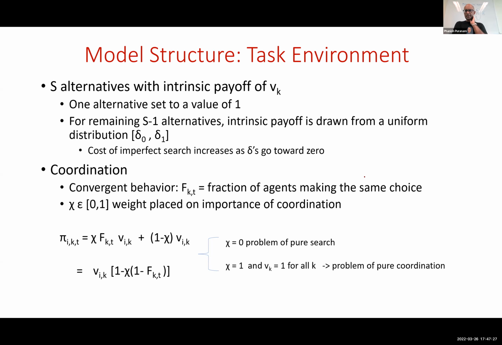Now here comes the crucial thing. Let's define a measure of convergent behavior in the system, which is the fraction of agents making the same choice as you in any period, right? And let's parameterize the effect of that convergence using chi. So chi goes from 0 to 1. And now I'm going to write my payoff equation like this. Let me rewrite it here, because we want to really understand each part of this to figure out exactly what's going on.